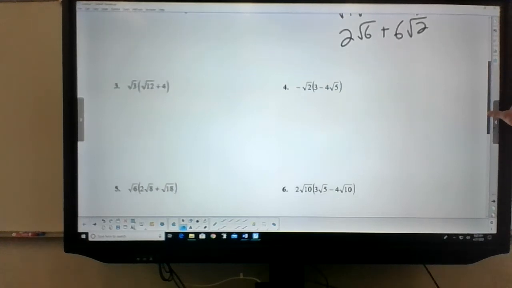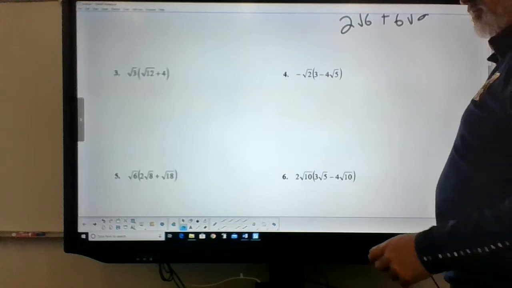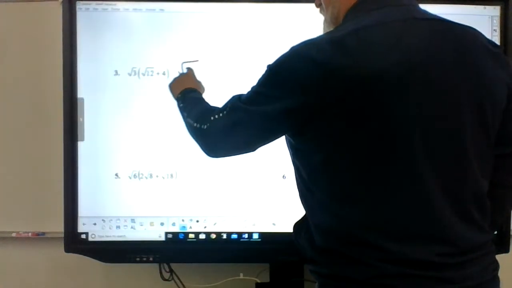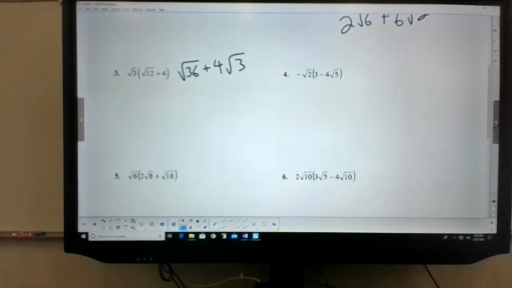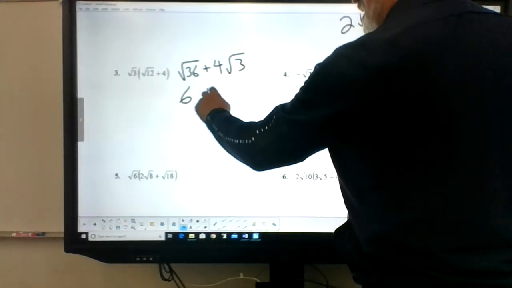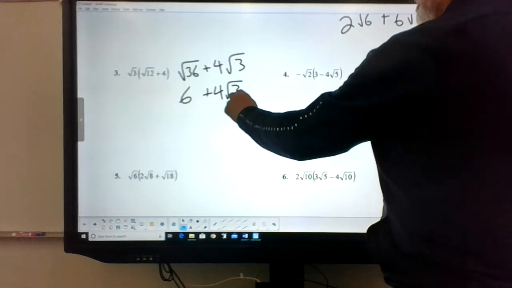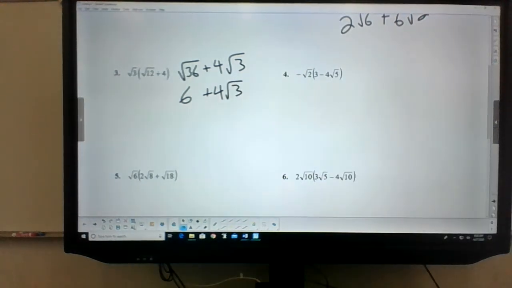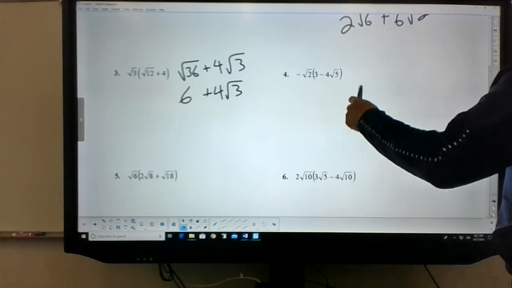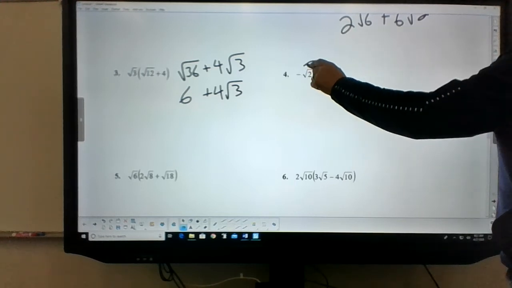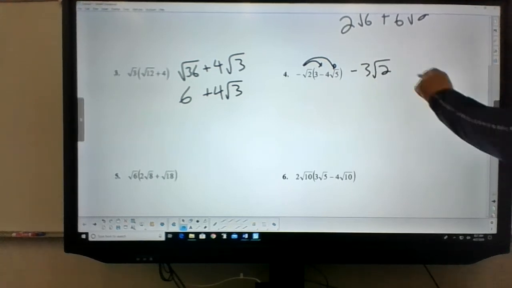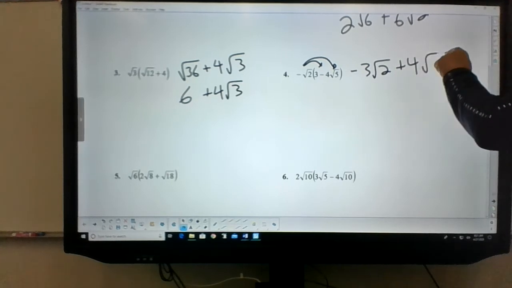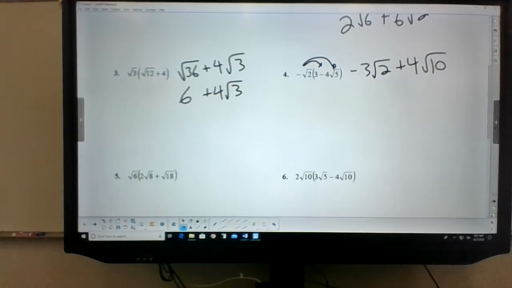Next one, I'll do a couple of these just so we get a good understanding of what's going on. Radical 36 plus 4 radical 3. Again, stuff on the outside stays outside, stuff under the radicals goes under the radical. Radical 36 is 6. I can't do anything with radical 3, so 6 plus 4 radical 3. All right, here's a negative sign on the front. No big deal. Still a distribution problem. Negative 3 radical 2 plus 4 radical 10. Finished problem.